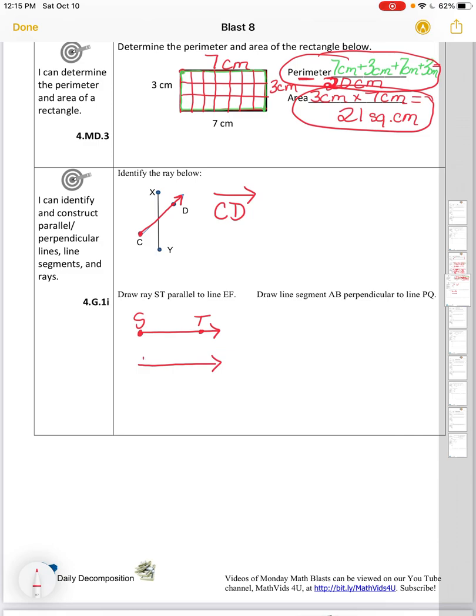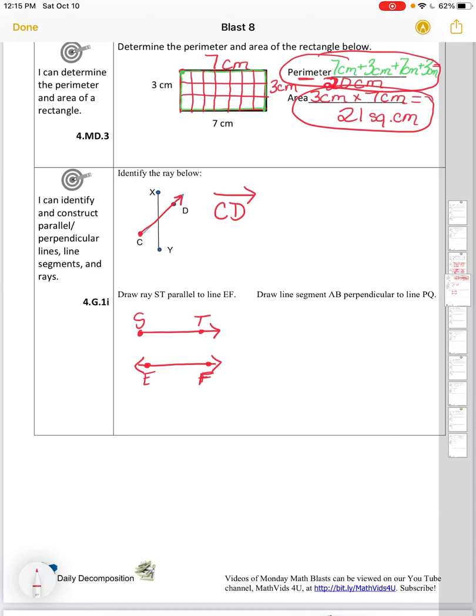And a line has arrows at both ends. It's going to continue to extend in both directions. So my points could be called E, F in this order, or I could have switched and put F first and then E. And the reason I can do that is because both ends are the same. Both ends have arrows.